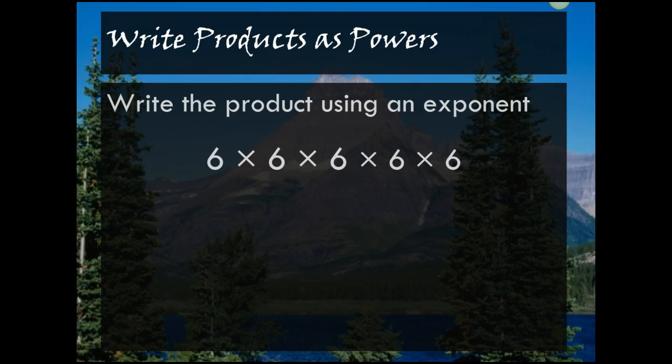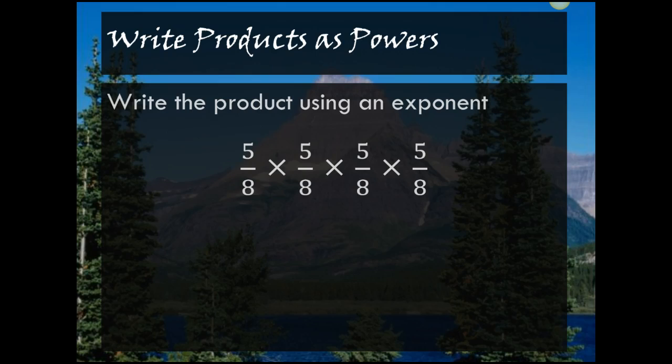In our first example, we're going to write the product using an exponent, which means we're going to write the product as a power. The product is the multiplication problem, and we're going to write that in a shortened form. 6 is the base because it is the number that repeats. Then we need to determine how many times it repeats, and we can see that that would be 5 times, so this would be written as 6 to the 5th power. At this point, we are not asked to find the value, so that is all that you need for your answer.